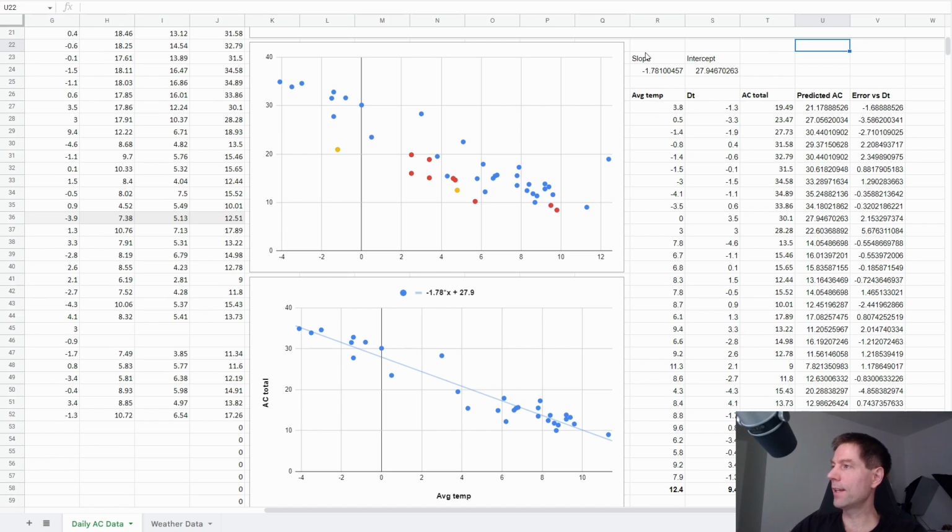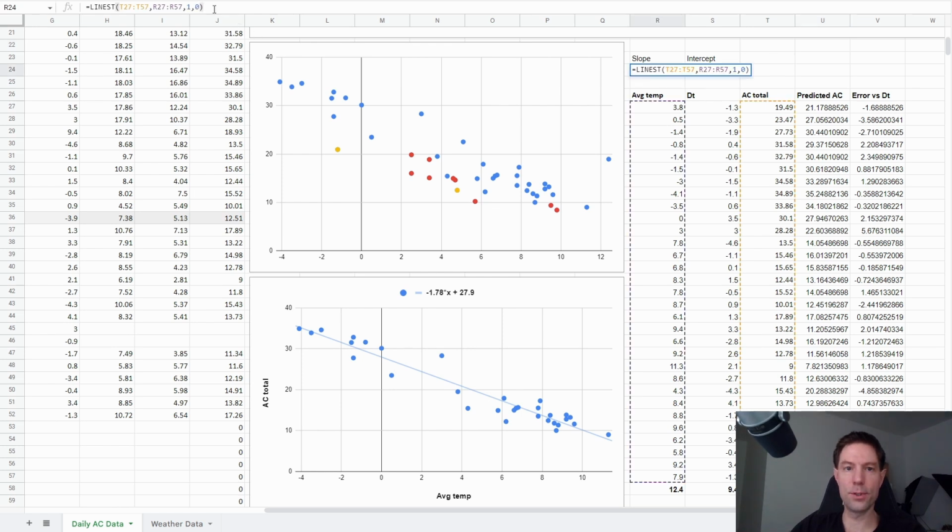But for the time being, let's take a look at what this line actually shows in terms of the equation of how you would convert a temperature into an expected heating load. So that's what I've done up here. You can see there's this formula in the very top left-hand corner, this line estimate. It's basically the G-Sheets way of doing a very basic linear regression, comparing the prediction, which is the total heating load on the y-axis, and the average temperature on the x-axis, and calculating the equation of the line that fits best.